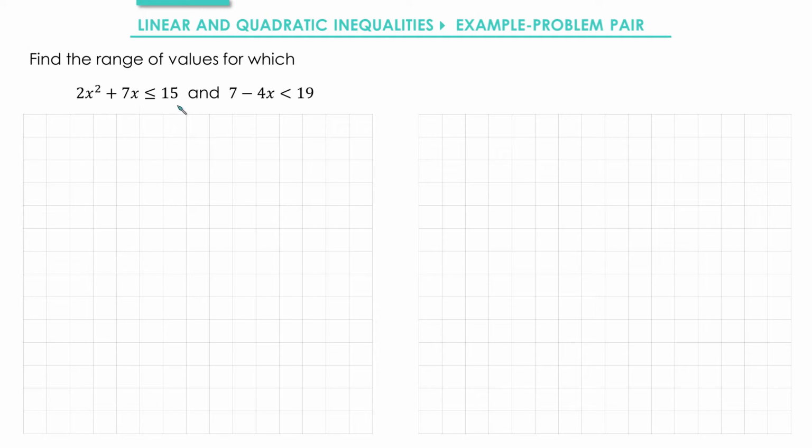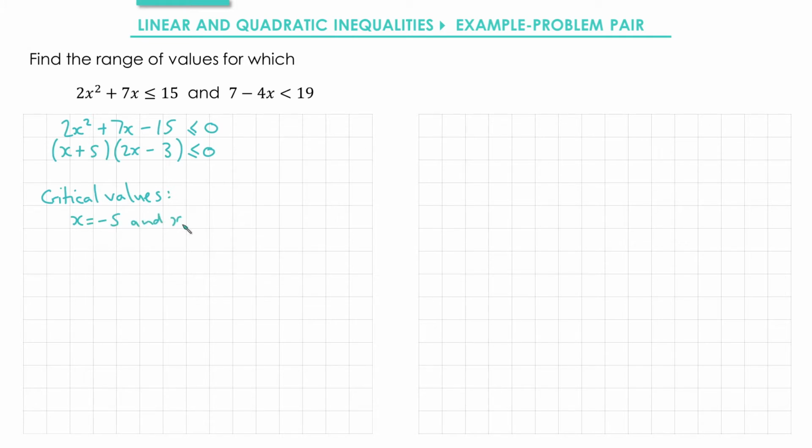So with the quadratic inequality, let's subtract 15 from both sides. That gives us 2x squared plus 7x minus 15 is less than or equal to 0. This one factorises to give us x plus 5 and 2x minus 3. And that means that the critical values are at x equals negative 5 and x equals 3 over 2.